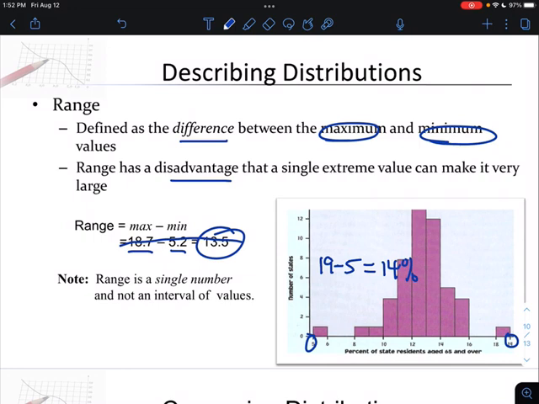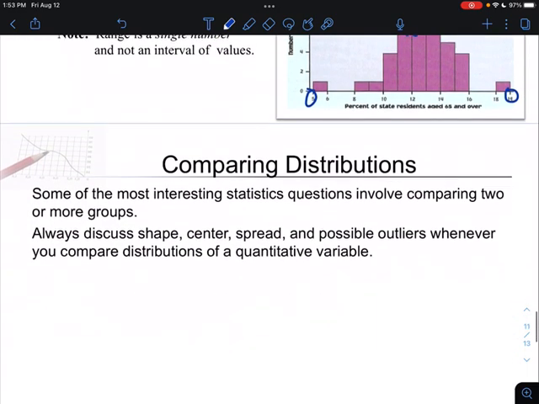So we got shape, talking about symmetric or skewed in one direction or the other. With the center right now, we're talking median. So whether we need to calculate it or whether we need to identify it within a given graph, we just try to find that midpoint. And then for range, again, it's the difference between the maximum and the minimum. So it's a single value with the same units as the actual data.